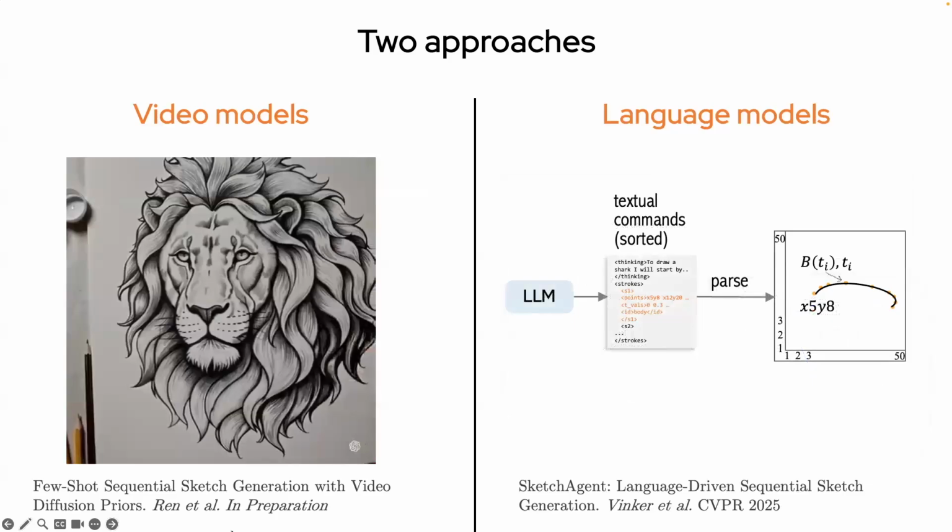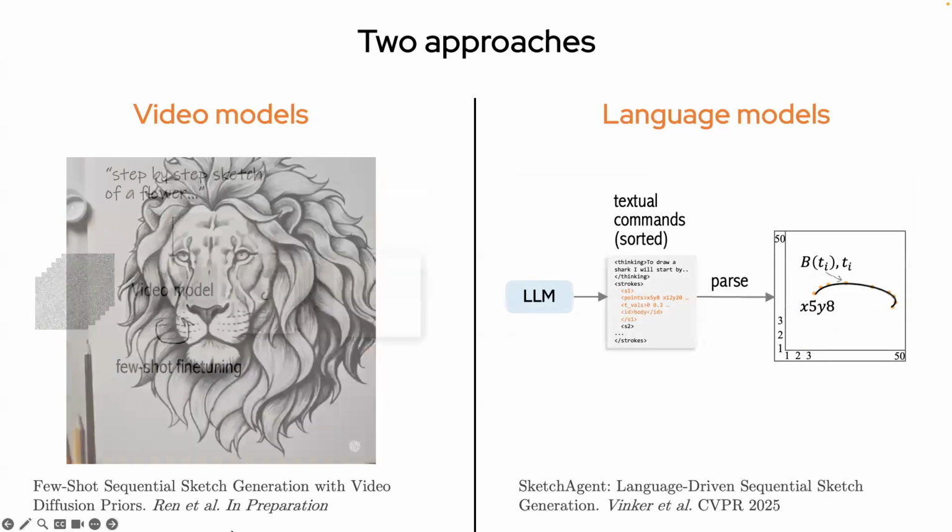In SketchAgent, what we do is that we take an LLM, a language model, and we force it to produce commands in some sketching language which we designed, telling us how to draw sequentially. These commands are sorted, and they are designed in a way that we can easily parse them into cubic Bezier curves, getting this sequence. And I will show you how it looks in a moment.